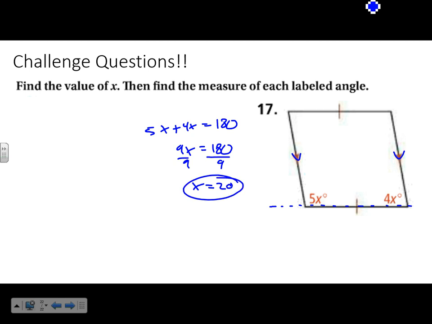Again, sorry I'm going quickly through that, but you can always pause it and rewind it. 5 times 20 is 100. 4 times 20 is 80.